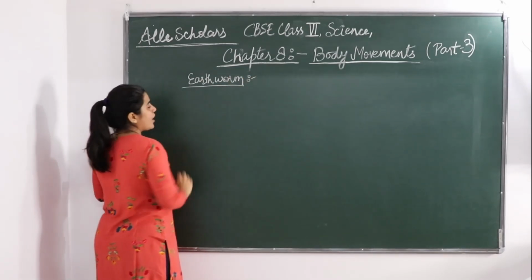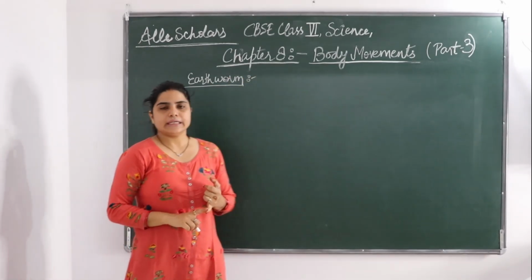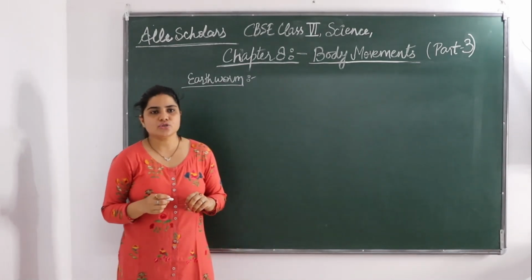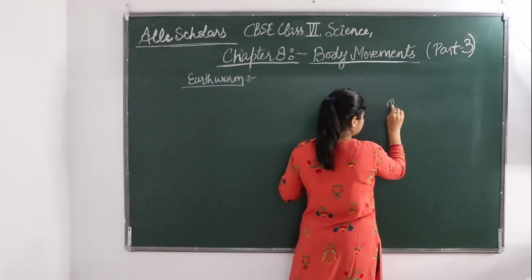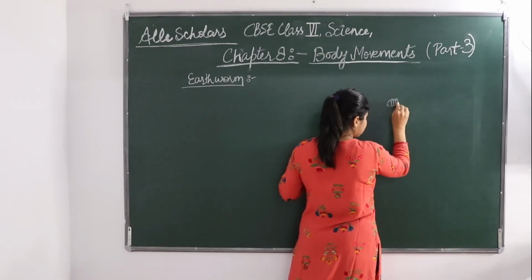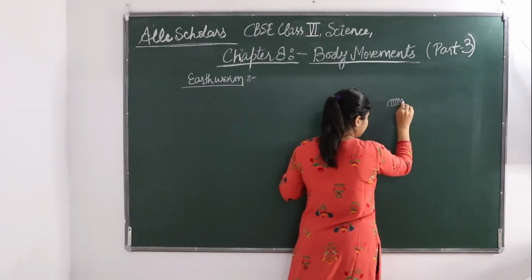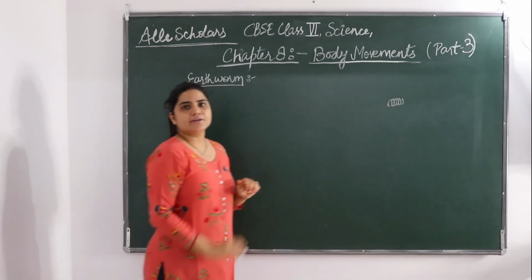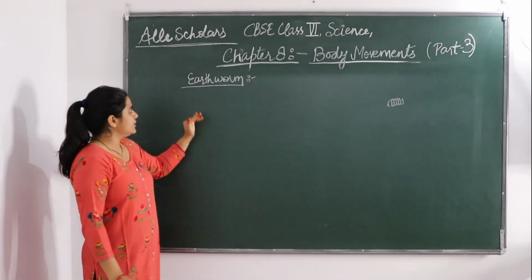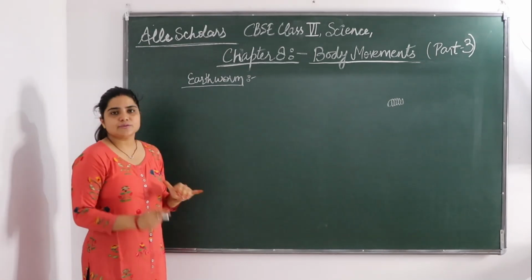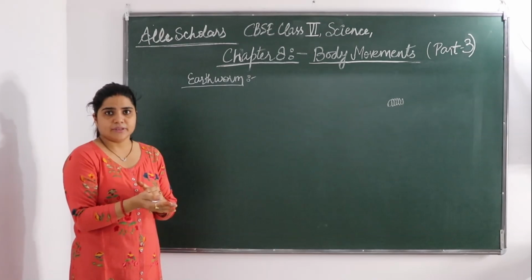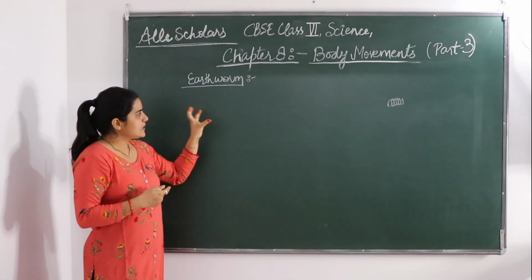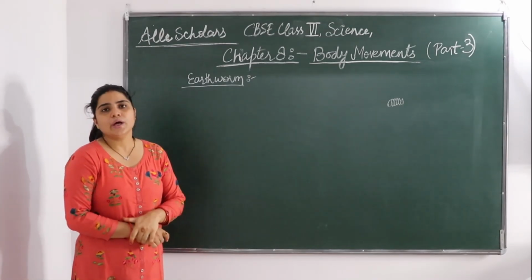Earthworm is made up of many rings joined end to end. You must have seen the structure of an earthworm. It's somewhat like this. These rings are joined end to end and it makes the body of an earthworm. Some earthworms are very long, some are small in size.